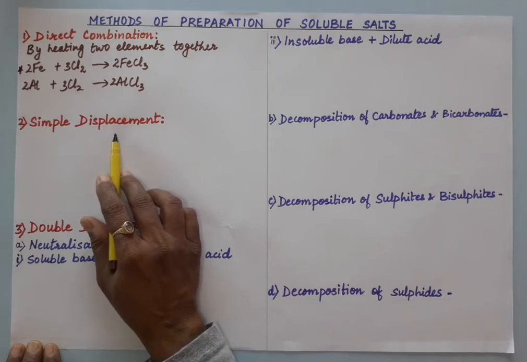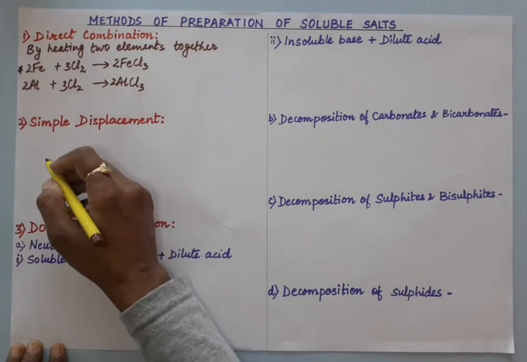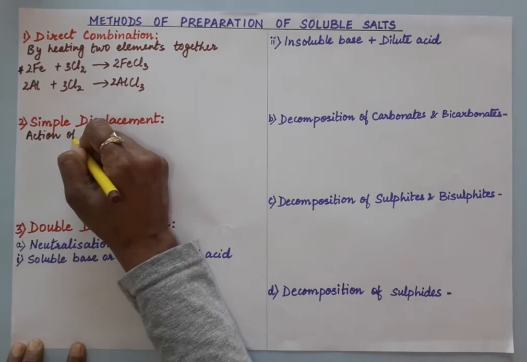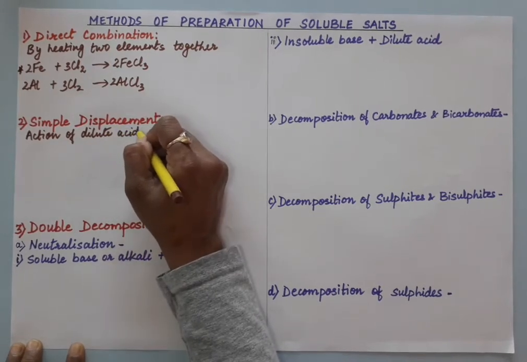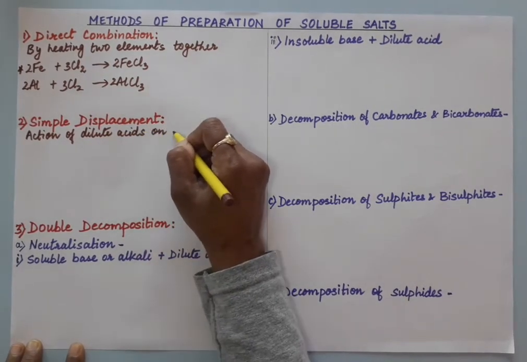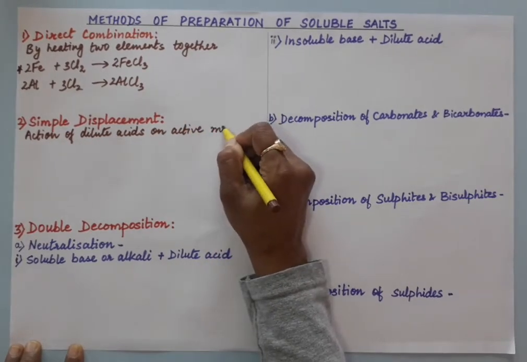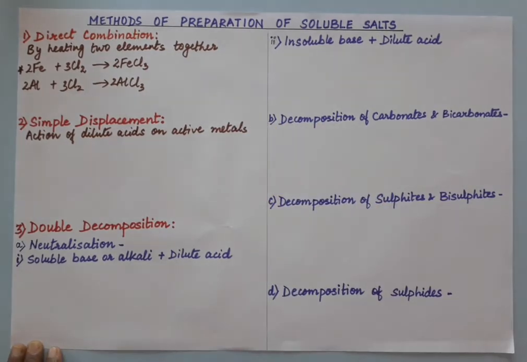Now let us understand the simple displacement reaction. In this simple displacement, we see the action of dilute acid on active metals. Dilute acid we can take hydrochloric acid and sulfuric acid. Nitric acid we cannot take because it is a very strong oxidizing agent, so hydrogen will not liberate, it will oxidize hydrogen to water.